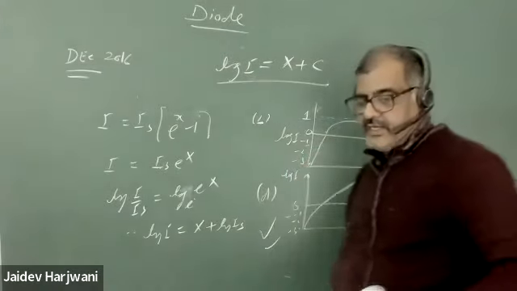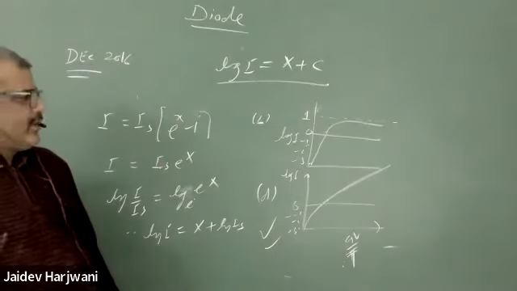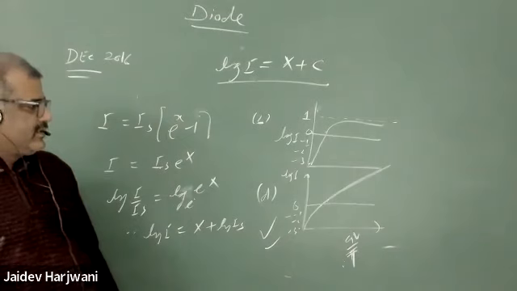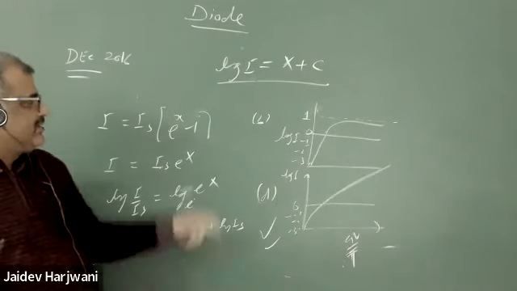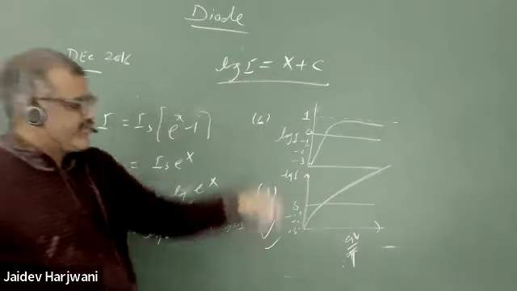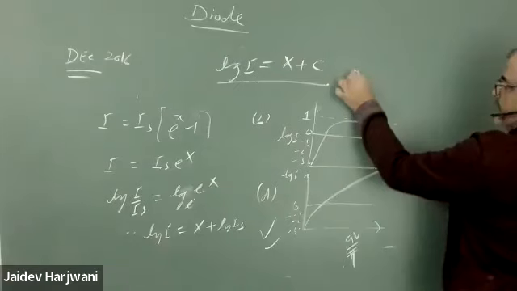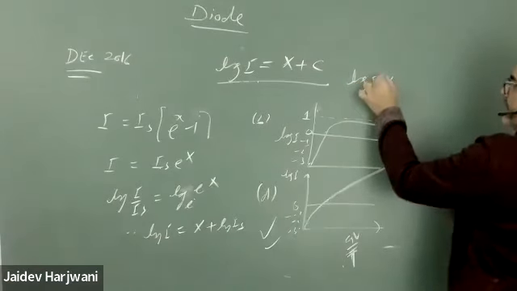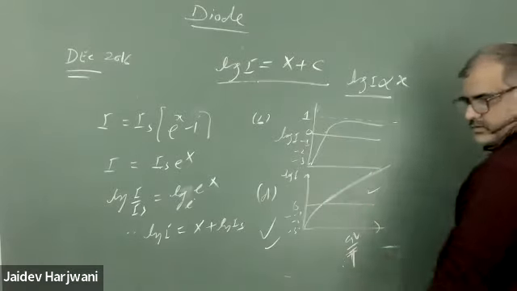So question clear है कि नहीं है? See, all other options are not correct. They are getting saturated. Okay, and this should vary. Log I should be proportional to x. For higher value of x, your log I should be proportional to x. So this is the correct option.